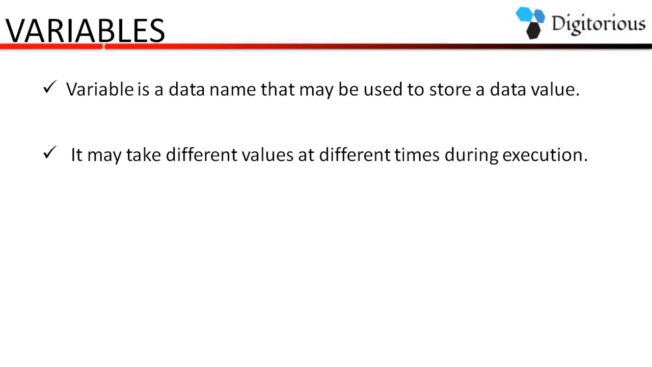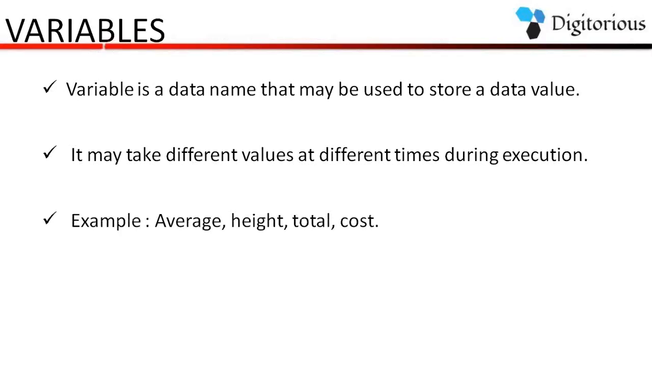It may take different values at different times during execution. If you go by the literal meaning, a variable will obviously vary. That means it may take different values at different times during execution, or it may choose not to, according to the need of the program.